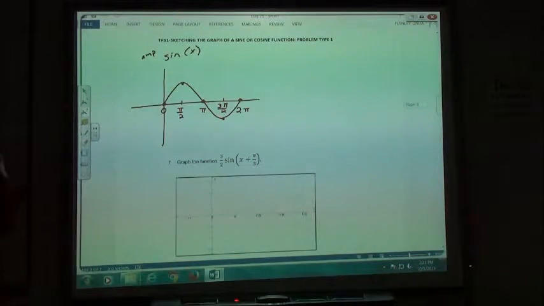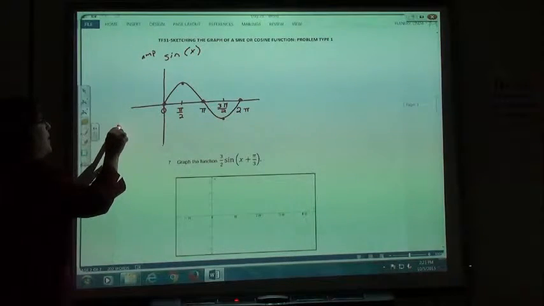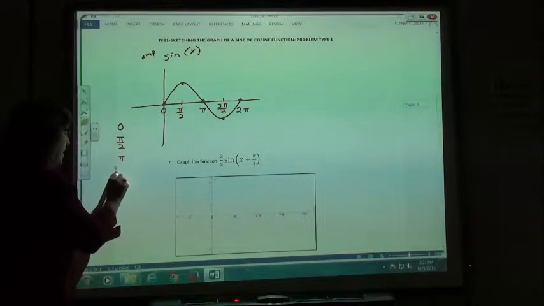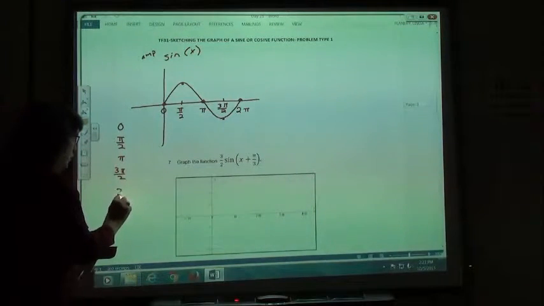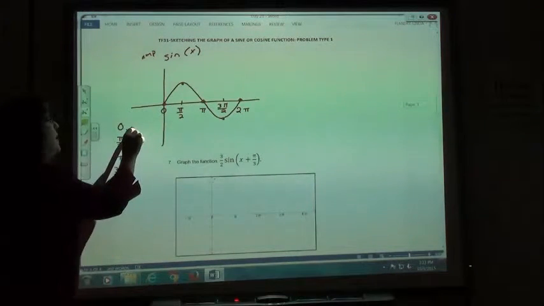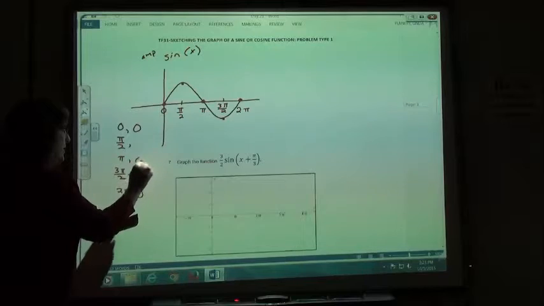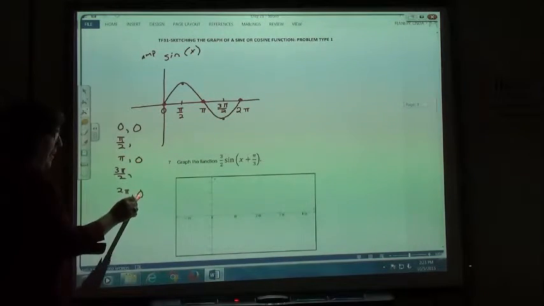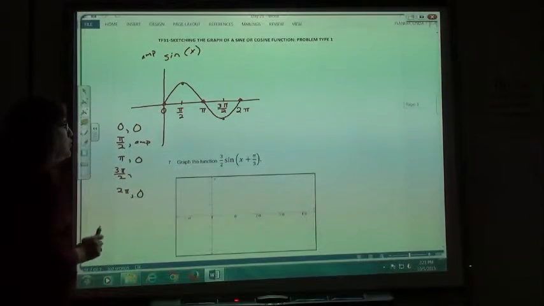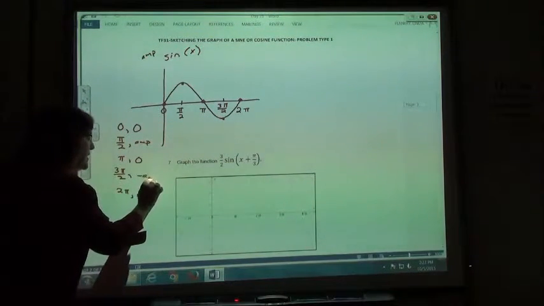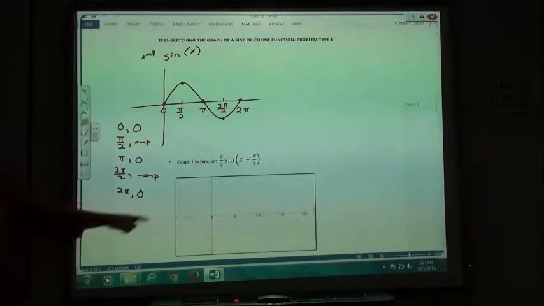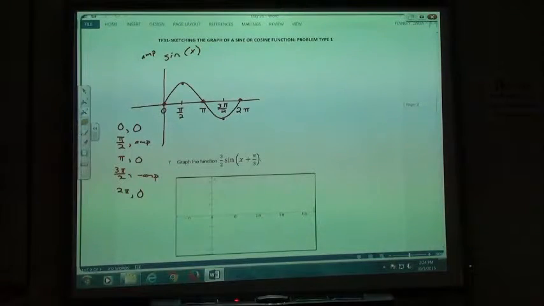So if you're thinking about your table, you have 0, pi over 2, pi, 3 pi over 2, and 2 pi. And for a regular sine curve with no shifts, you have 0 and 0 and 0. 0 at the beginning, the middle, and the end. Here you're going to go up your amplitude, whatever your amplitude might be. Here you're going to do the opposite of your amplitude, whatever the amplitude might be, and we'll talk about the amplitude when we get to graphing this function right here.